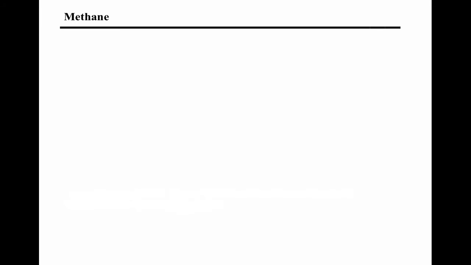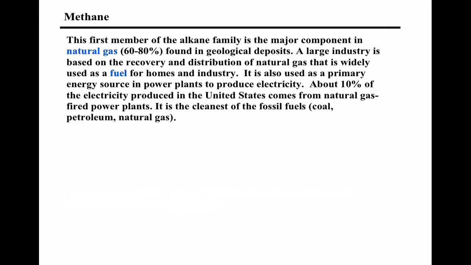So let's talk about the simplest hydrocarbon, and that's methane. It is the major component of natural gas. Most people think natural gas is completely methane. That is not true at all. It's only somewhere between 60 and 80%. If you drill a natural gas well, up to about 80% of that gas is going to be methane. The other parts are going to be ethane, butane, and other types of hydrocarbons found in these deposits.